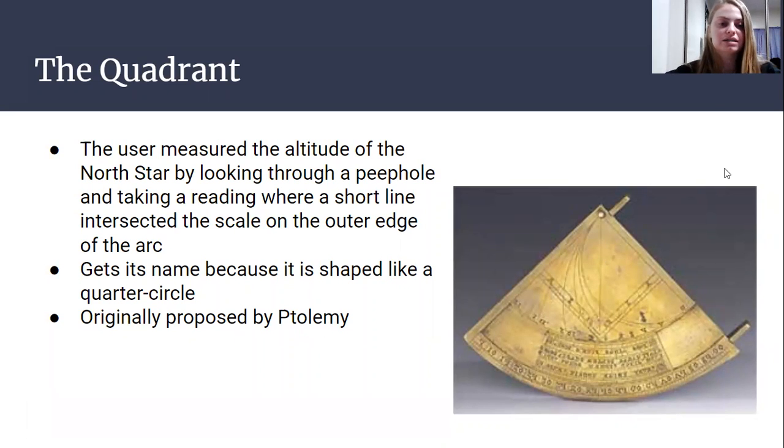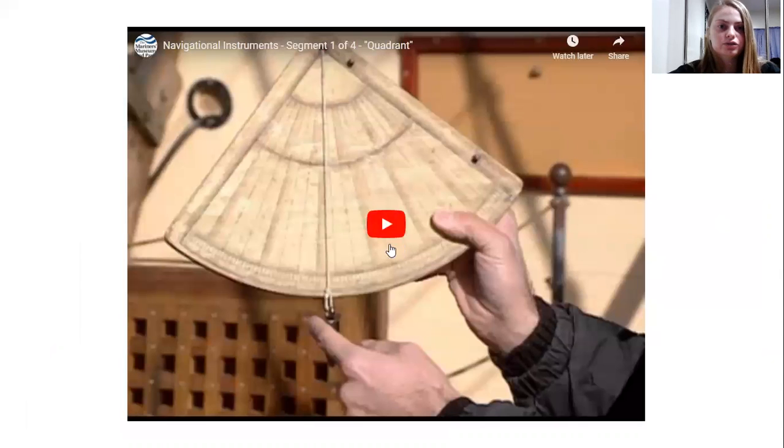It gets its name because it's shaped like a quarter circle, and it was originally proposed by Ptolemy. So again, we see how important he is during this time period. Now I've got a little short video that explains how to use it.